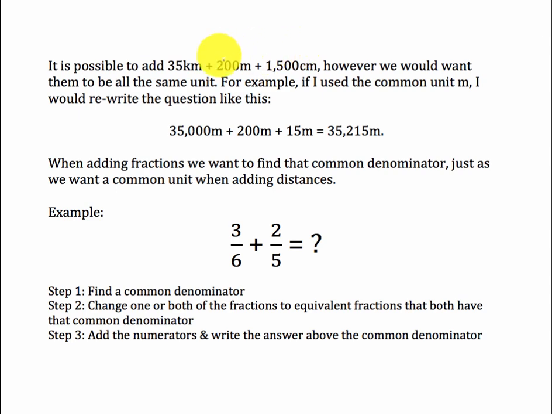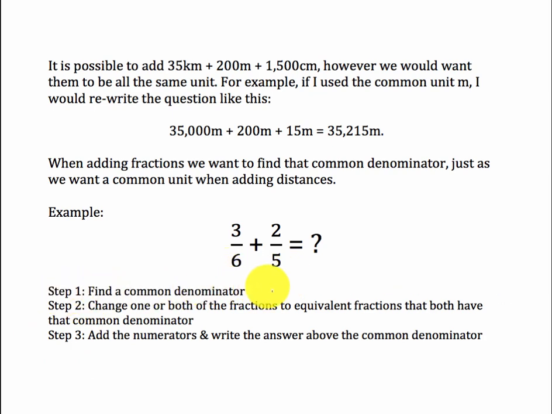In this one, if I combined them all by using meters as my common unit, then 35 kilometers would become 35,000 meters, 200 meters would just stay the same, and 1,500 centimeters would become 15 meters, so that when I added them all together, I'd get 35,215 meters. So just like when we add distances, where we want a common unit, it makes it a lot easier to add them. When we're adding fractions, we want a common denominator. Our denominator is like our unit. So here's an example. I've got 3/6 plus 2/5. Okay, so these are the steps that we're going to follow. Our first step is we want to find a common denominator.